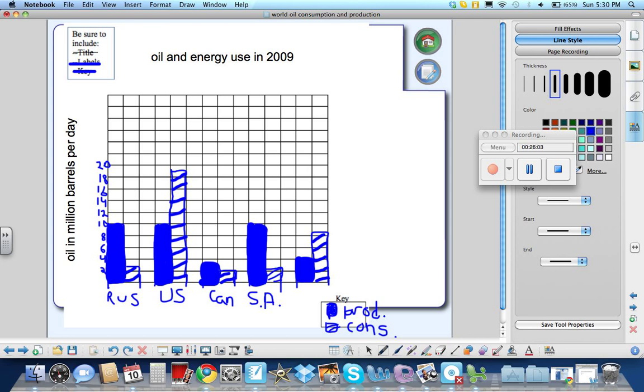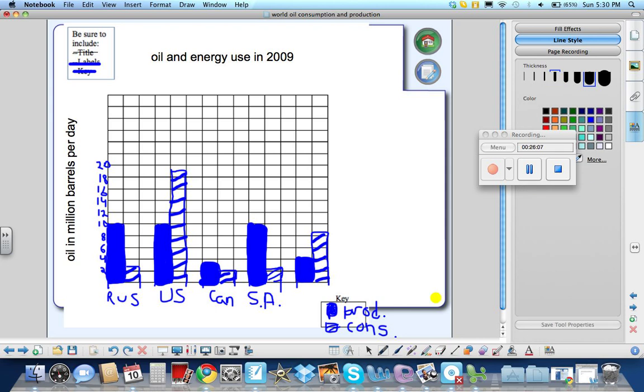Remember, in our key, it tells us what did we write for consumption? This is the consumption. That means we're looking for the bars that have the diagonal lines. Which bar has the longest diagonal line? Well, I see it. It's right here. I'm going to highlight it yellow for you. Kind of makes it turn black. Kind of interesting. That's my bar.